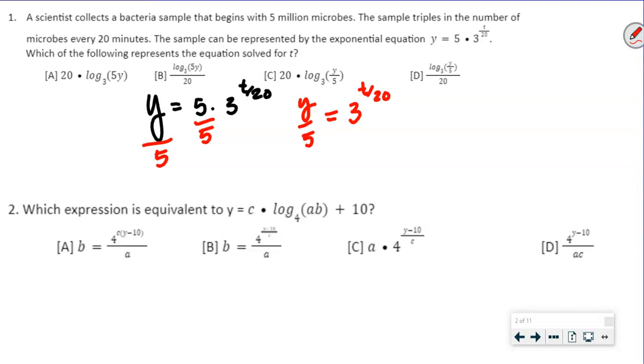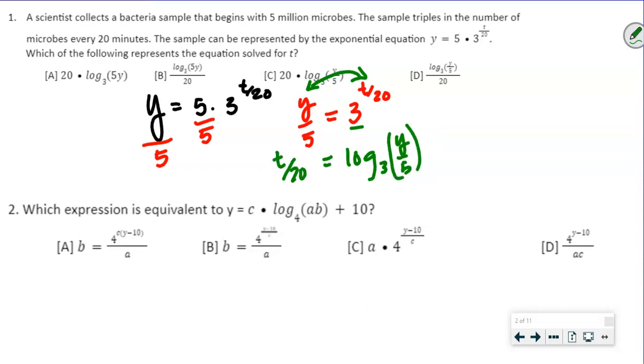Now, we're going to write this in log form. So we've got our base, that's our 3. So we're going to say log base 3 of what's on the other side of the equals. Remember, these things are going to switch sides. So that's going to be y over 5, and that's going to be equal to t over 20.